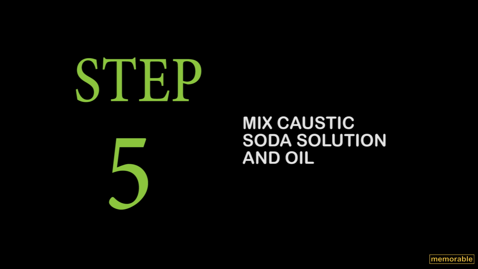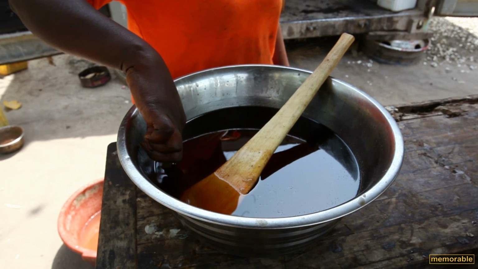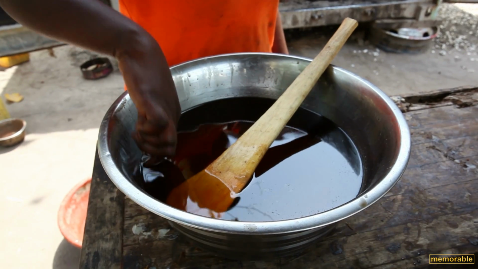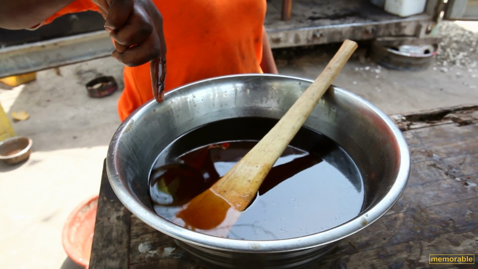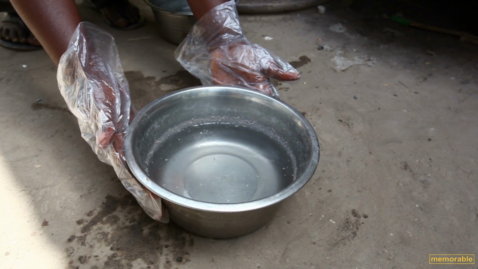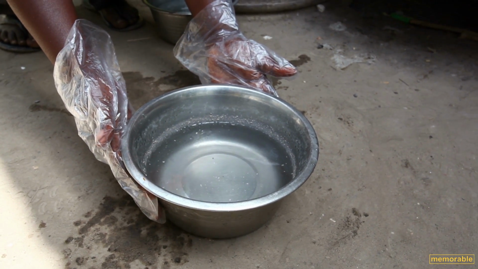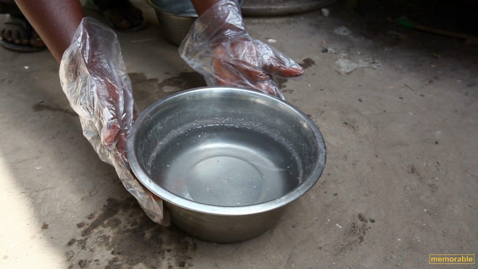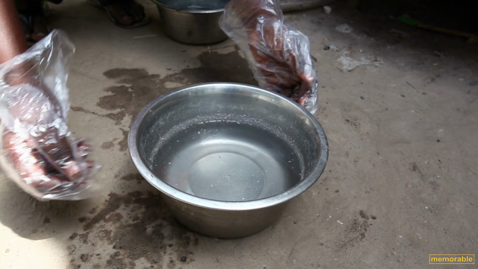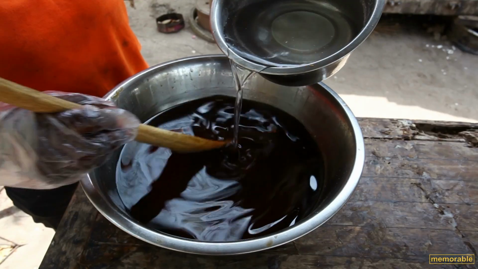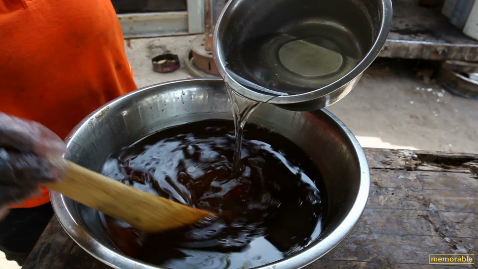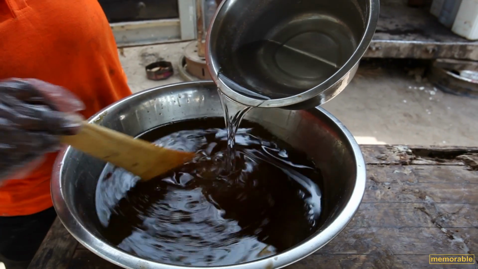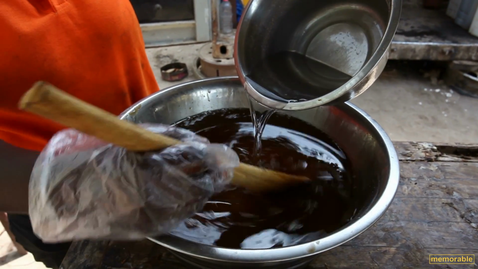Step 5. Mix caustic soda and oil. We must first measure the temperature. It needs to be around body temperature. When is it body temperature? When your finger doesn't burn. Check the temperature of the caustic soda solution. You will touch the bowl to do this. The temperature is correct when your hands don't burn. When the temperature is right, you mix the caustic soda solution and the oil. We need to keep stirring the mix until we see the tracing point.